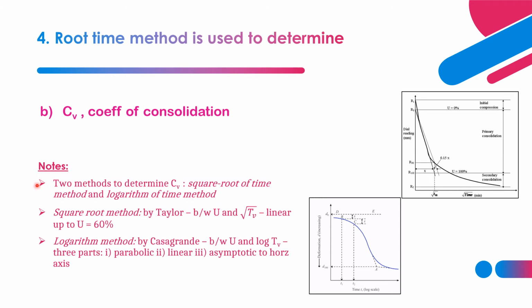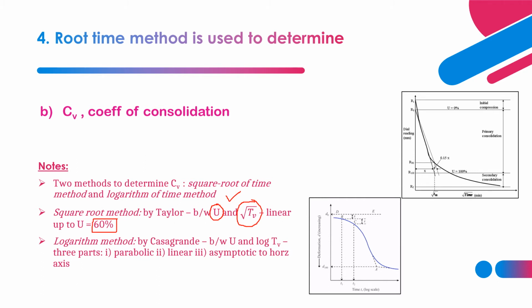So there are two methods, as I said in the first statement. The two methods to determine CV, that is coefficient of consolidation, are the square root of time method and the logarithm of time method. These are the two methods used to determine CV values. What is the square root time method? It is a method that relates U, the degree of consolidation, and root of time factor, and it is linear up to 60%.